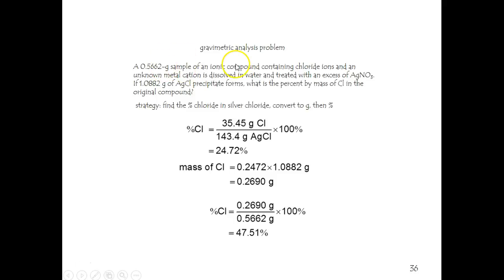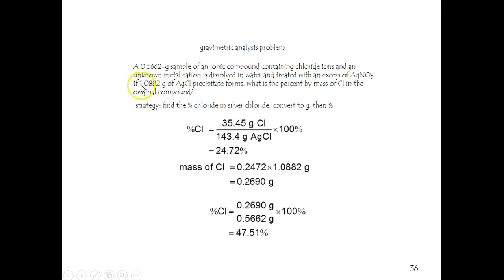All right, you got a half a gram of some kind of salt. You know it has chloride ions in it. Oh, that's handy. And you dissolve it in water and you react it with silver nitrate because you know that silver chloride will form and will precipitate. You get 1.0882 grams of silver chloride. From that, you want to figure out what's the percent chloride in that original sample. Well, if you know how much chloride's in the original sample, you should be good to go.